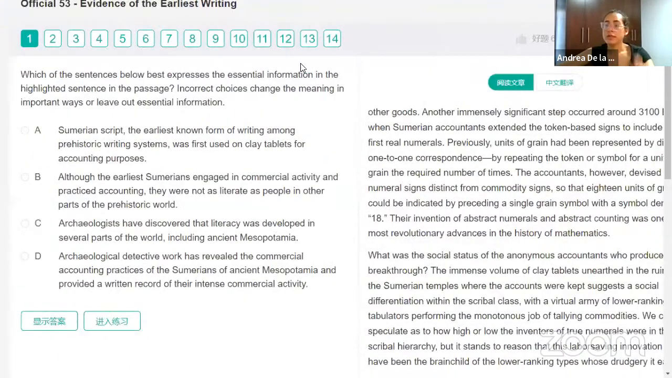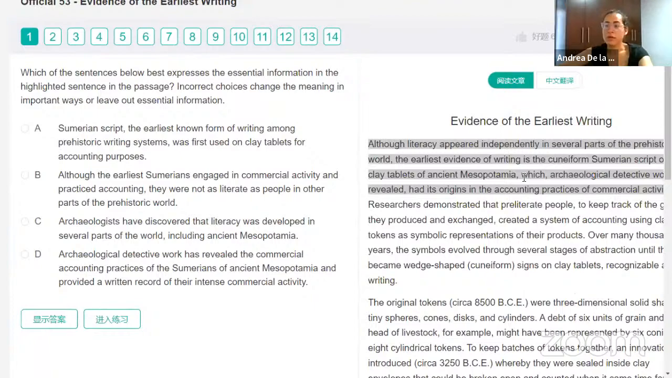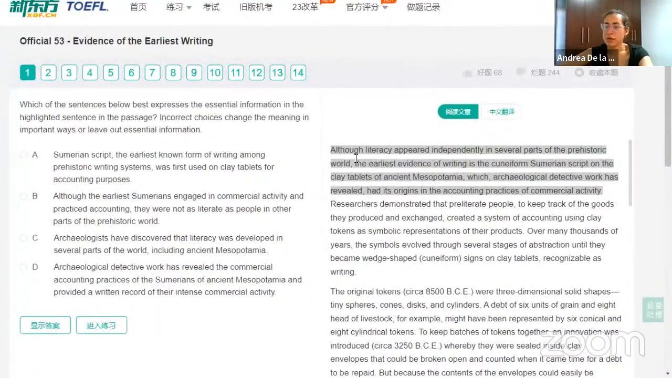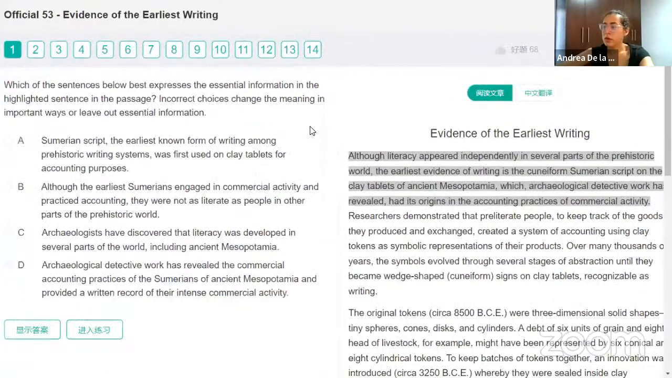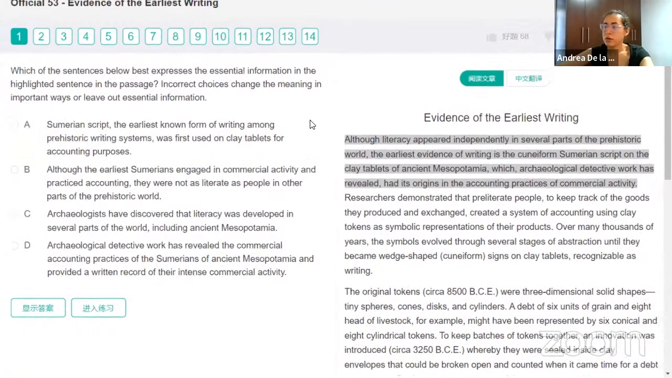So the first question says, which of the sentences below best expresses the essential information in the highlighted sentence in the passage? Incorrect choices can change the meaning in important ways or leave out essential information. It's a paraphrase question. So what do you think?